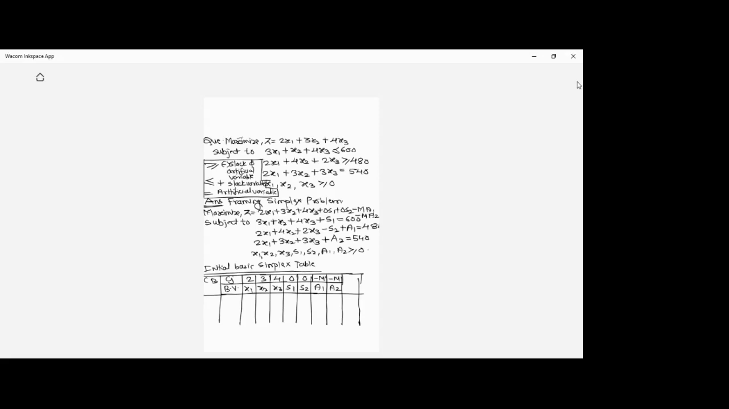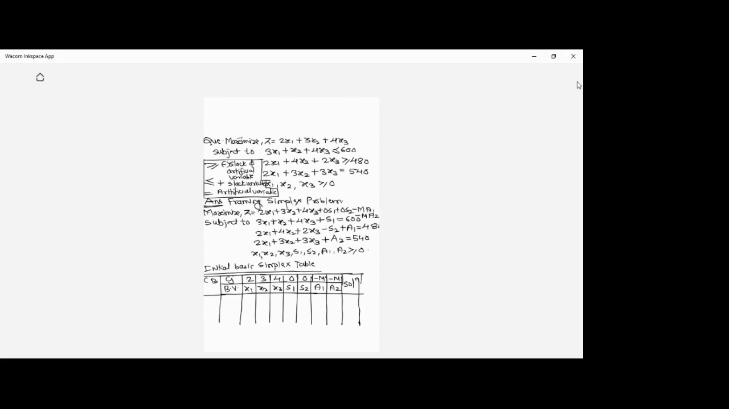Because this is a maximization problem. It would have been a minimization problem, so it would have been plus m and plus m as the coefficients for artificial variables. And then we have here the solution. So how many constraints are there? There are three constraints, right? 1, 2, and 3. So there will be three basic variables, right?